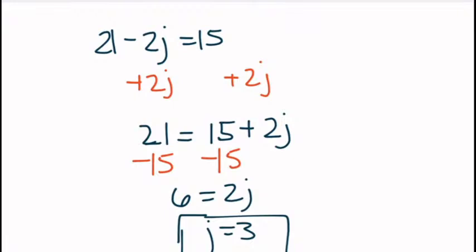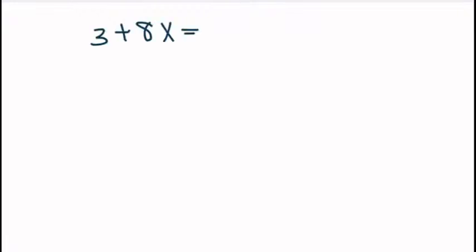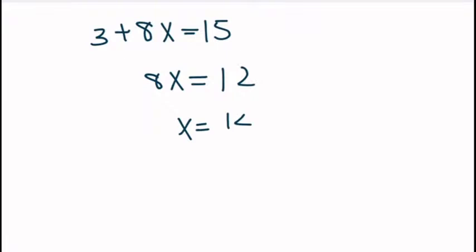So next, I have 8x plus 3 equals 15. So subtract 3 on both sides, you get 8x equals 15 minus 3, which is equal to 12. And then divide by 8, you get 12 over 8. And you can simplify this fraction even further because 12 and 8 are both divisible by 4. So 12 divided by 4 is equal to 3, and 8 divided by 4 is equal to 2. So we get 3/2 as our final answer.